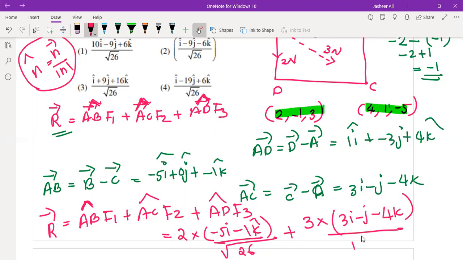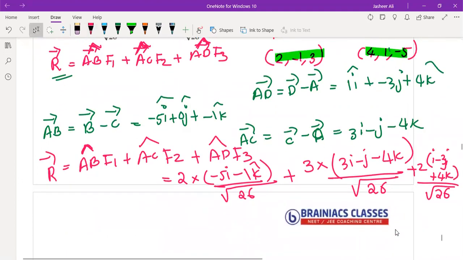We need to take its magnitude. How much will its magnitude come? 3 square 9, 1 square 1, 4 square 16, we have to add everything. So 4 square 16 plus 9 is 25, plus 1 is 26, and the last vector 2 into AD. AD means what? 1i minus 3j plus 4k. So i minus 3j plus 4k is written, divided by its magnitude, meaning 1 square plus 3 square plus 4 square, that is also 26. Now we got all the values. Now we need to simplify this one. We need to simplify this, means what we need to do?